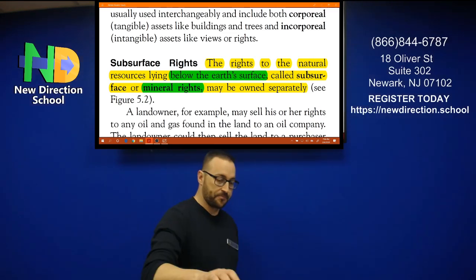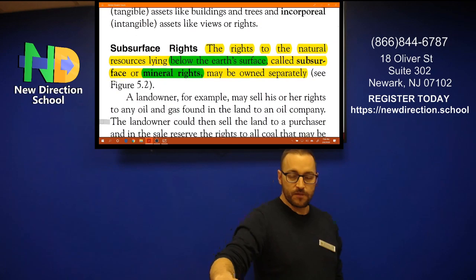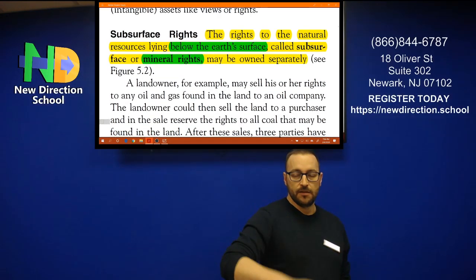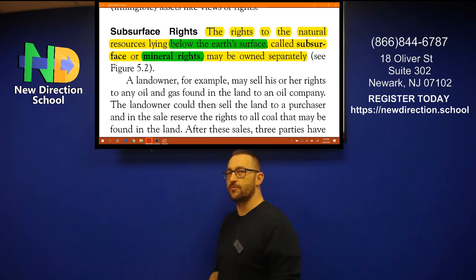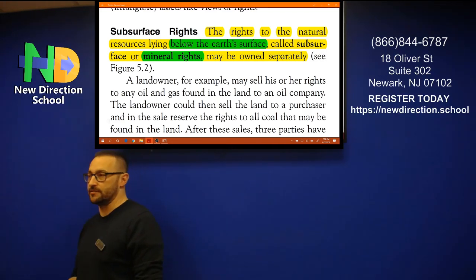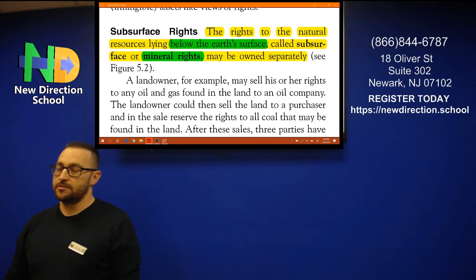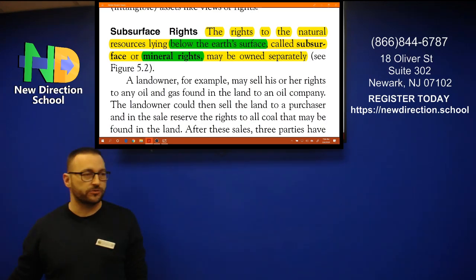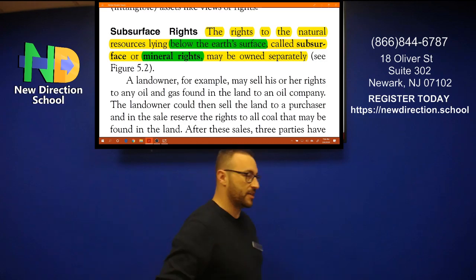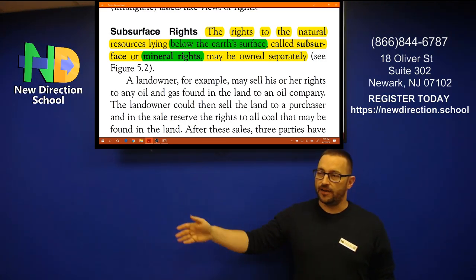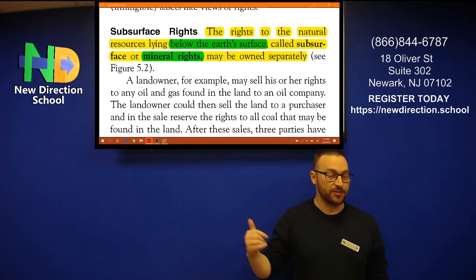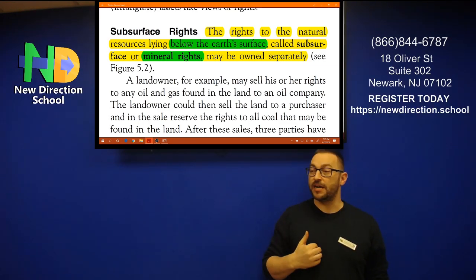We're going to go more in detail in that, but next 10 years, 20 years, lifetime, until you sell it, a lot of things. Now, the landowner could then sell the land to a purchaser, and in the sale, reserve the rights to all coal that may be found in the land. So I sold the right to drill for oil to an oil company, and then when I sold the rest of the real estate, I said, well, any coal that you find, very smart of me, right? Any coal that you find is mine.